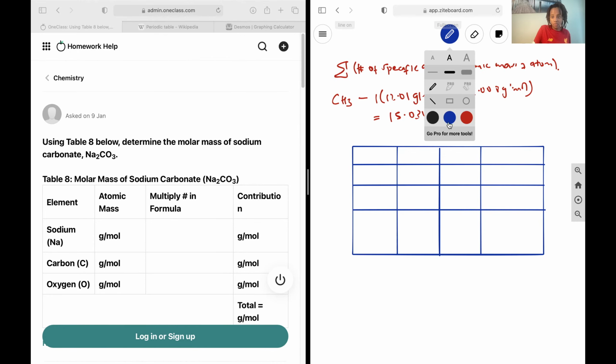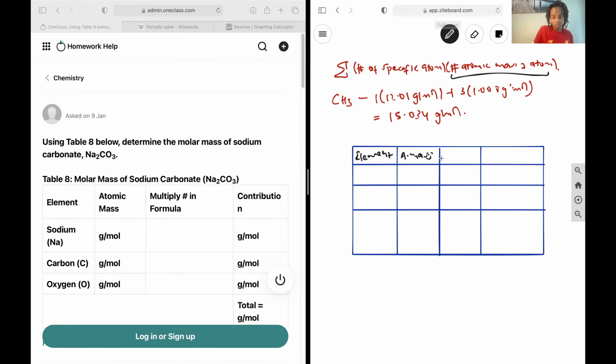Here we have our element, its atomic mass, then this part of the formula multiplied by the number of that atom, and then its total contribution.